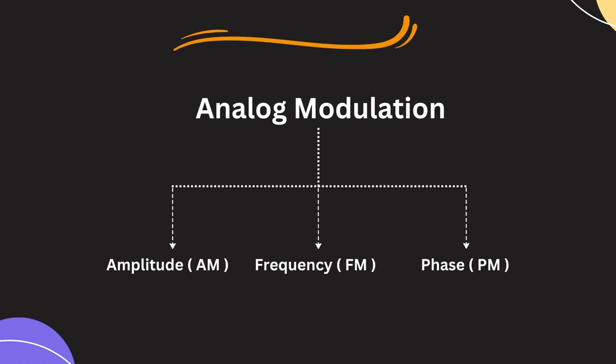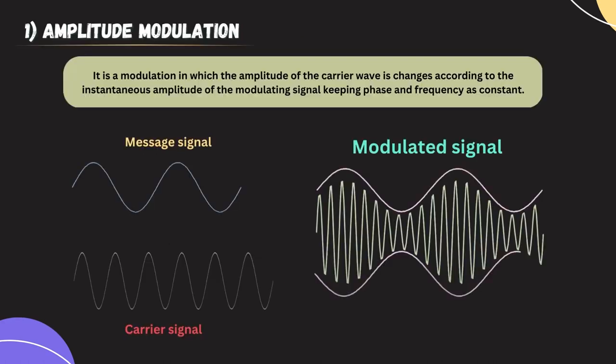Amplitude modulation, also known as AM, is the fundamental modulation process in communication systems. In AM, the amplitude of the carrier signal is varied in proportion to the message signal. The resulting modulated signal forms an envelope and the amplitude is limited by this envelope.